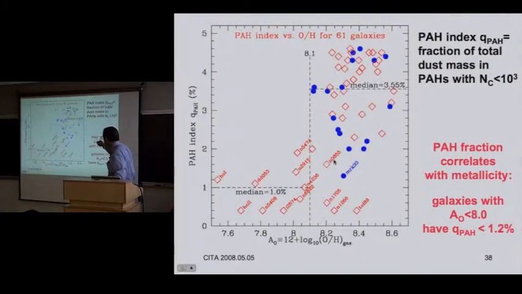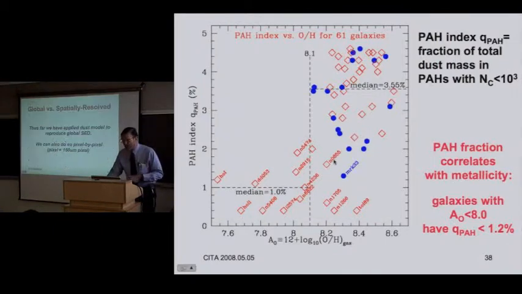But above this value, there's quite a wide distribution, but many cases where the PAH fraction is high, with a median here of 3.5% versus the 4.6 or 4.7% that we think might apply to a galaxy like the Milky Way. And there are many examples up at this high range here. Okay, so PAH fraction seems to be, for reasons we don't understand, connected with the metallicity.